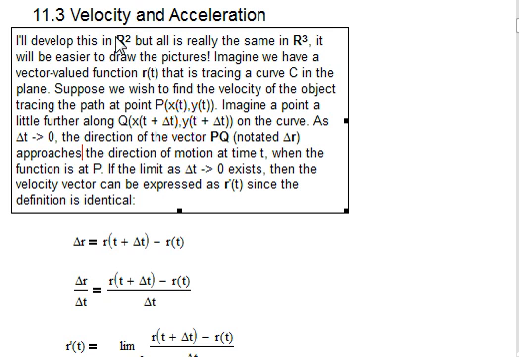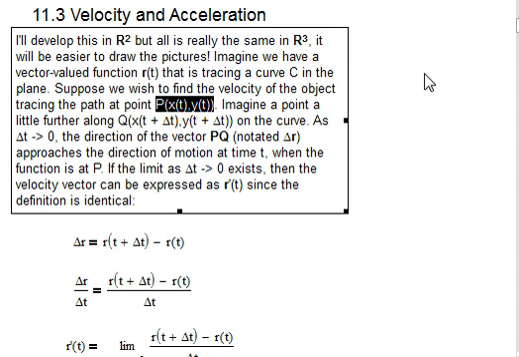Well, I'll look at this first in R squared, but then we'll eventually look at it in R cubed, 3 space. And everything I say in R squared is still pertinent in R cubed. So suppose we wish to find the velocity of an object tracing the path of this vector valued function in 2 space. And we want to find its direction or its velocity at a point P.